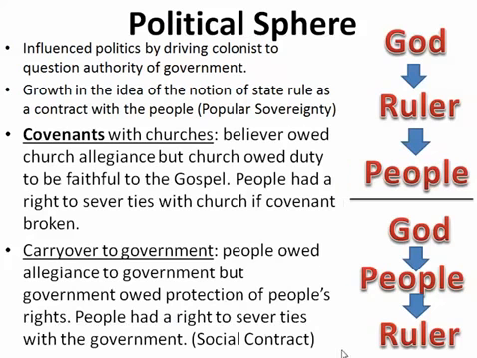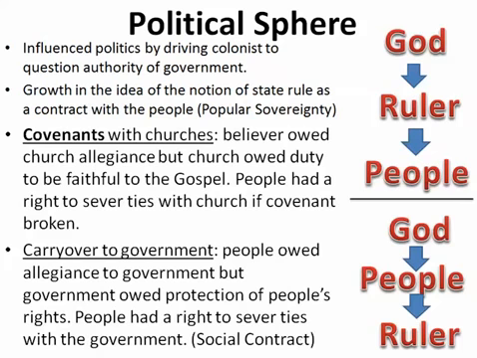And this is going to carry over into government. The idea that people owe allegiance to the government, but that the government owed people the protection of their rights. People had a right to sever their ties with the government if that covenant was broken. And we're going to talk about the social contract and where those ideas come from.